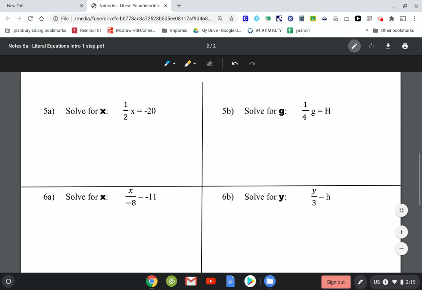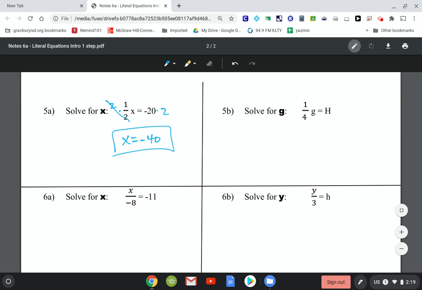And then on the back side, we're going to solve for x. So remember, we worked with fractions earlier. We're going to multiply by 2, so those will cancel out. Whatever you do to one side, you do to the other. And 1x is the same as just x, and negative 20 times 2 is negative 40.